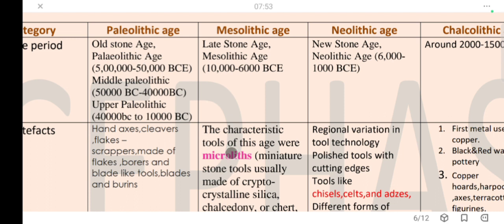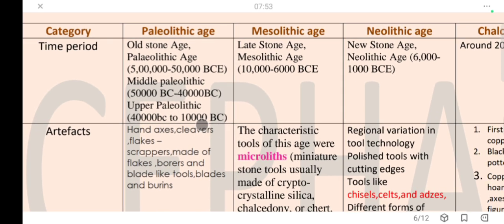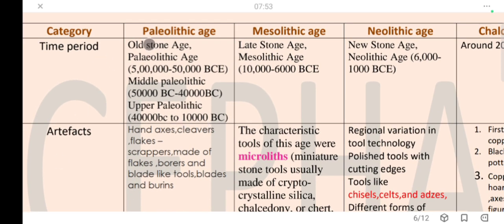Paleolithic means old age, Mesolithic means middle age, Neolithic means new age. Okay, old stone age. Lithic means stone. Remember, paleo means old, lithic means stone.